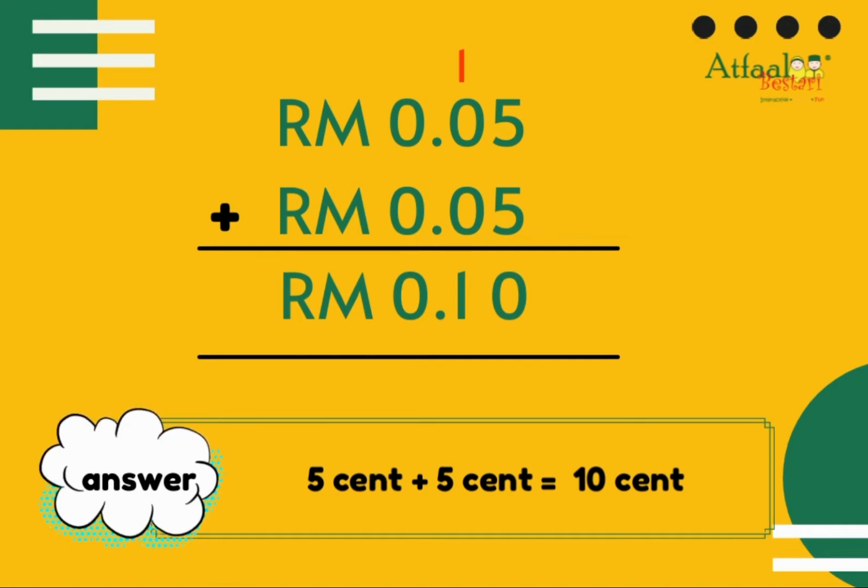First step, you need to count the last number on your right side first, which is 5 plus 5 equal 10. So 0 you need to put below the number 5, then 1 on top of number 0. So 1 plus 0 equal 1. Then, on the other side, which is ringgit, you need to count 0 plus 0 equal 0. So the answer is 10 cent.